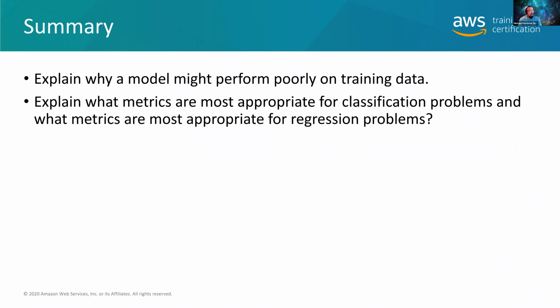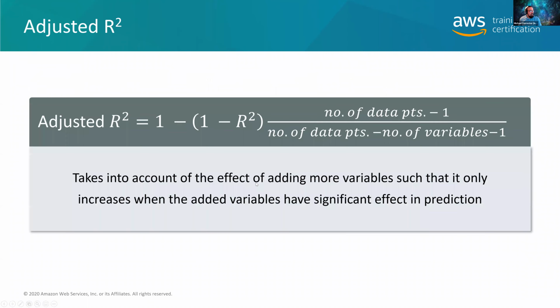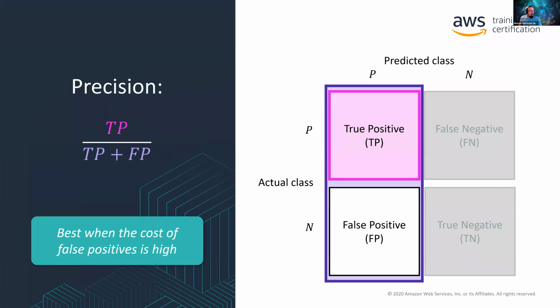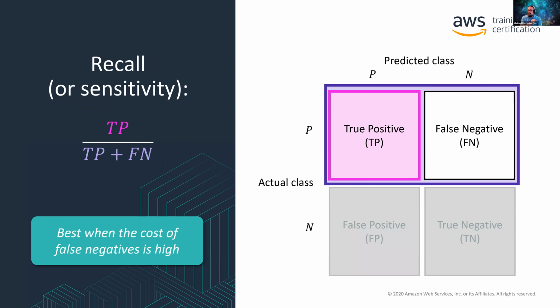Good. Make sure this is super clear. If I want to minimize false positives because the cost is high, precision. If I want to minimize false negatives because the cost is high, recall, right? Good. Just want to make sure we're clear.